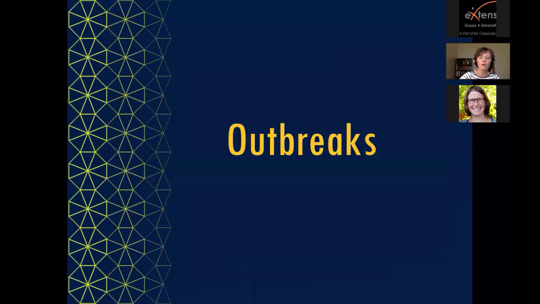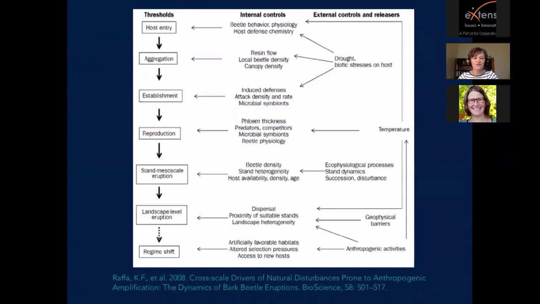And so let's talk a little bit about why outbreaks happen. This is from Ken Raffa's work, and it's a really complicated diagram, and it speaks to the complicated nature of bark beetle outbreaks. So what we see here on the far left of this schematic are the different thresholds. There's a different sequence of thresholds that must be crossed in order for there to be establishment of an outbreak, and that results in this sort of landscape level eruption. This middle column speaks to the endogenous controls within the system. So these are the internal controls on the likelihood of beetles surpassing a particular threshold.